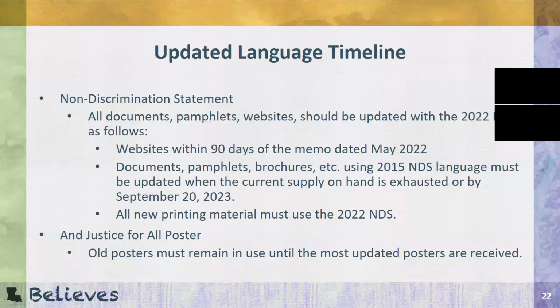Websites should have been updated within 90 days of the memo that was dated May of 2022. And documents, pamphlets, and brochures using the 2015 NDS language must be updated when the current supply on hand is exhausted or by September 20th, 2023. All new printing material must include the new versions.